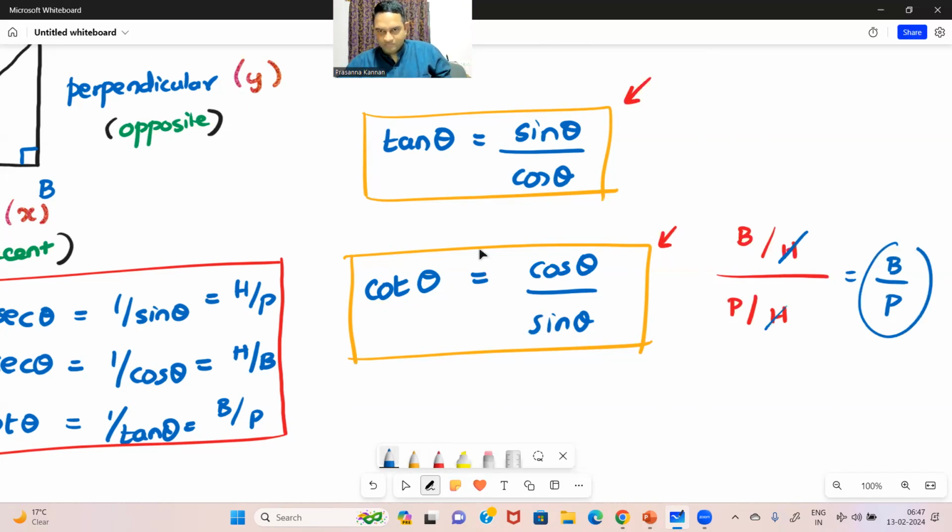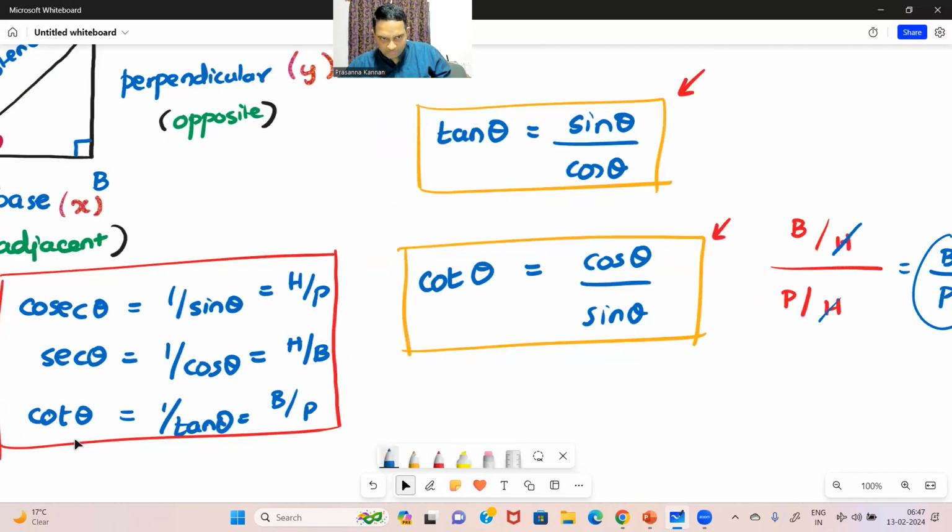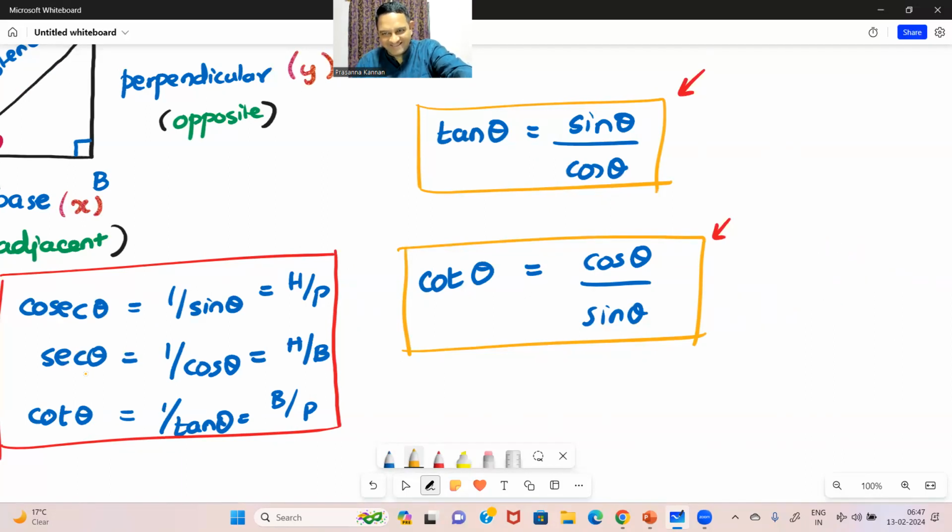Base by perpendicular is what? Uncle, I'm getting a little confused because in our syllabus we have adjacent and opposite. We don't have P and B. So you write it as adjacent, no problem. Whichever you are comfortable with. So sine theta is what? Opposite by hypotenuse.